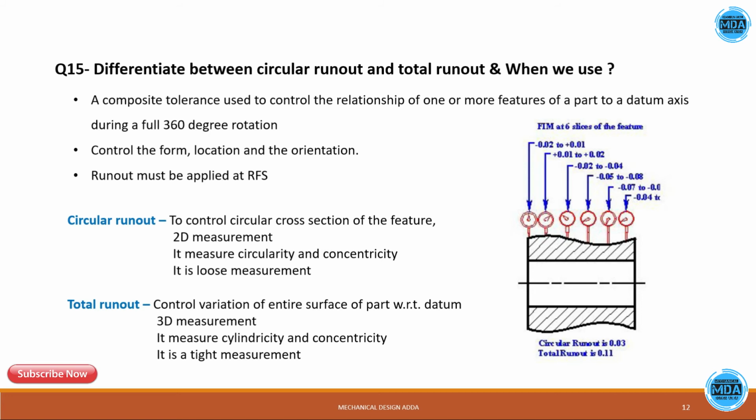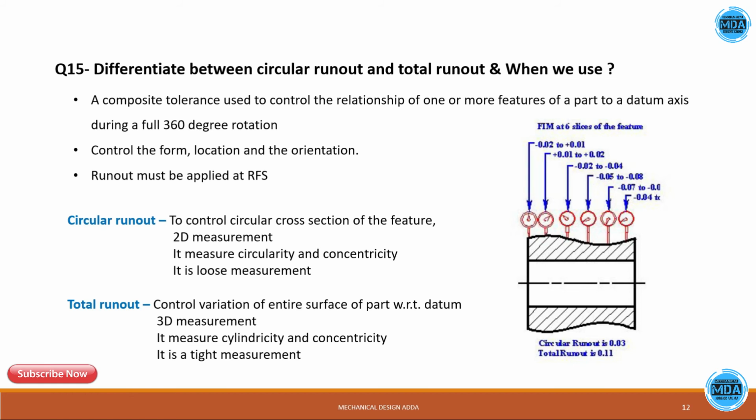Circular runout is used to control the cross section of a feature. At each cross section, that is a 2D measurement, we check the runout of that object by rotating the workpiece. So in the rotational movement, we check the runout at the different cross sections. So circular runout is a 2D measurement, and it measures the circularity and the concentricity of the feature.